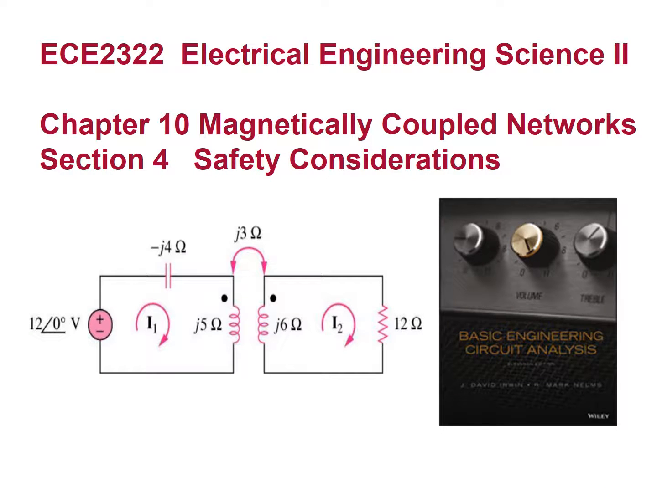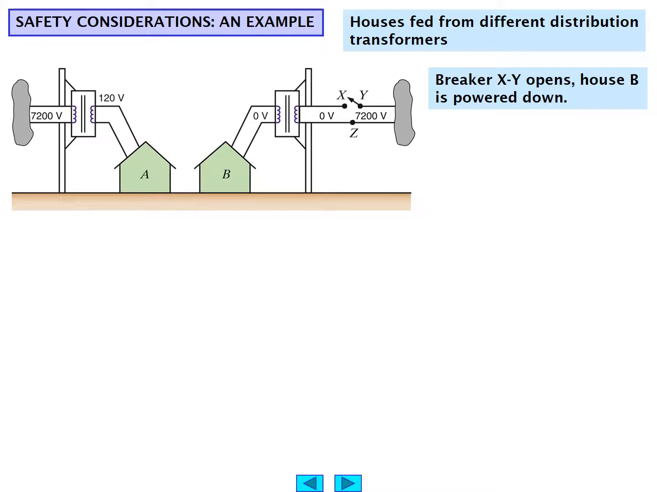This is Chapter 10, Magnetically Coupled Networks, Section 4, Safety Considerations. These are a variety of technical discussions which are not really circuit theory, but are useful for your professional understanding.